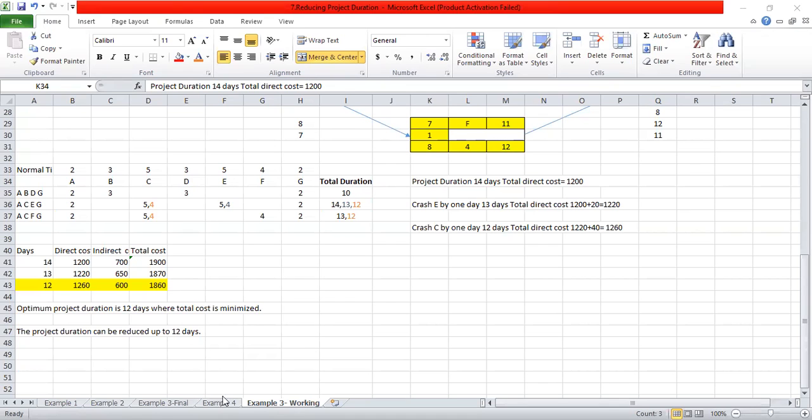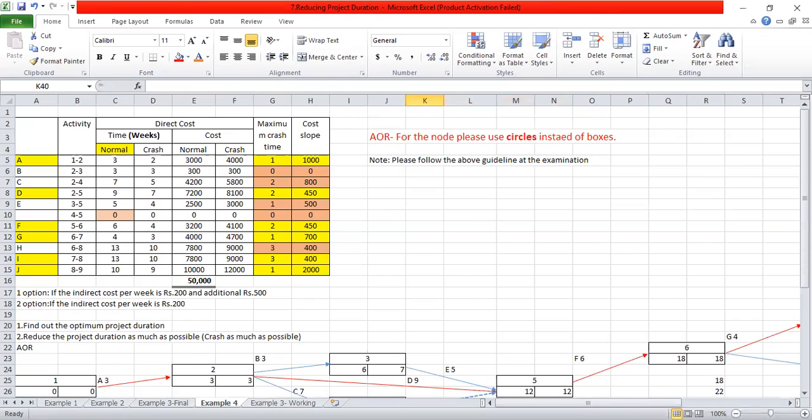Right. So I will go for example number 4. Example number 4 is a little bit tough, and we have to crash example number 4 several times. So I have explained, in the question that I have given, I have only provided this part, right?